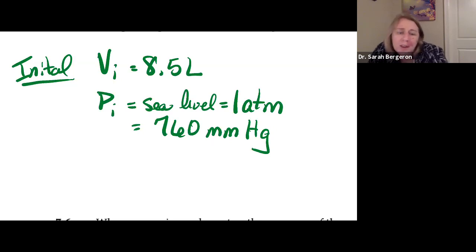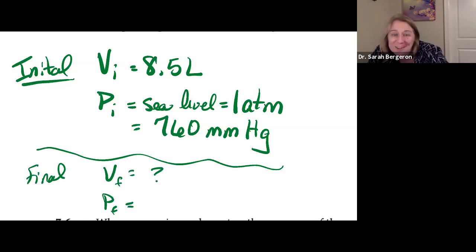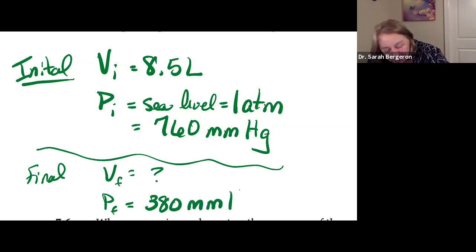You could give it in either one so long as you have the initial and the final in the same unit. So what were we given in final? We were given a volume and a pressure. Our final volume, oh, that's our unknown. We weren't given it. What pressure were we given? The atmospheric pressure is 380 millimeters mercury.